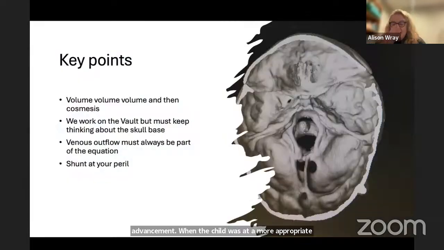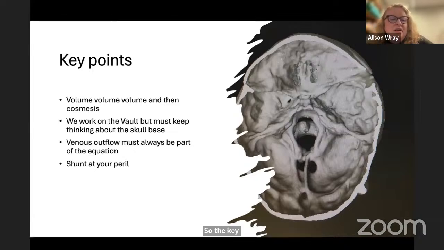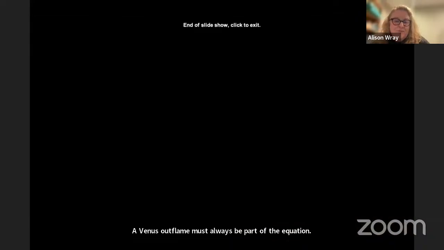The key points are that volume is very important and that you must never lose volume in the early years to improve cosmesis. Cosmesis may be something that you need to address later after more growth has occurred. Always remember that we work on the vault, but most of our thinking must be about what's happening at the skull base. What we really need to do with our research is to find better ways to address the skull base. Venous outflow must always be part of the equation, and shunt at your peril. Thank you.